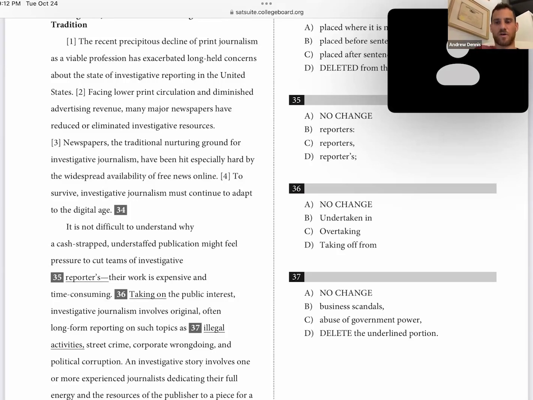Investigative journalism involves original long-form reporting on such topics as illegal activities, street crime, corporate wrongdoing, and political corruption, undertaken in the public interest. Why?